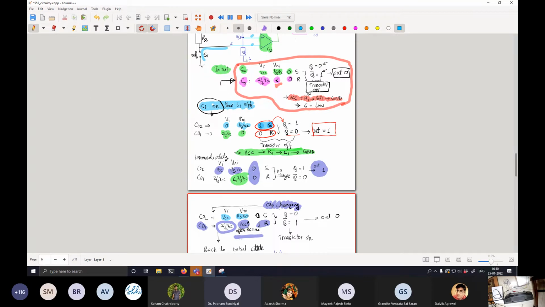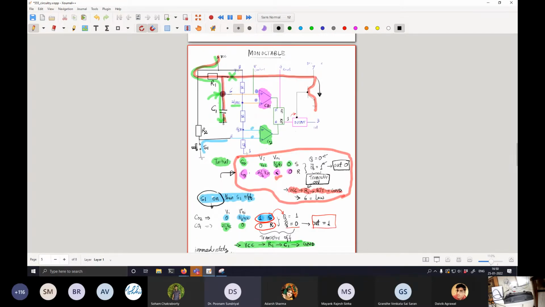So the reset pin becomes 1 and the set pin is 0. It means that Q will become 0 because the reset pin is high. So Q will become 0, Q bar becomes 1, so the output is 0. Now Q bar equals 1. When Q bar becomes 1, the transistor is again on. The transistor which was off for such a long time has again become on.